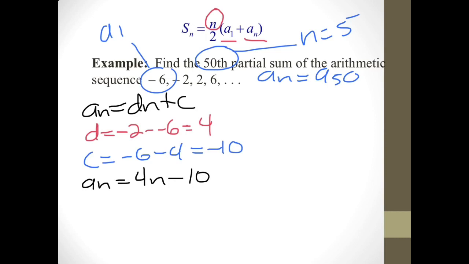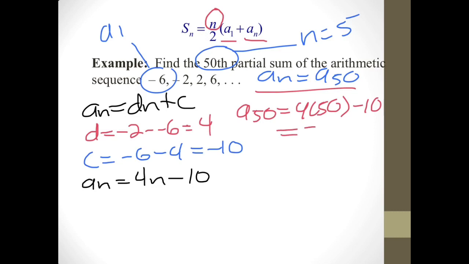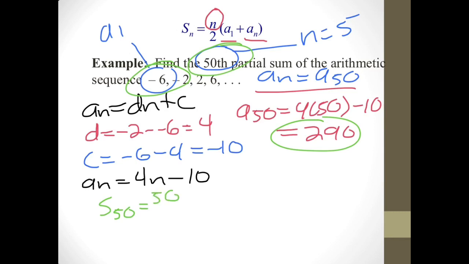Okay, now I can use it to help me find my 50th term. So I find my 50th term by plugging in a 50 for n. And I get 290. And now that I have all three things, I can go ahead and plug them into my equation. So I know my last term, again I know my first term, and I know I'm finding the sum for 50 terms. Which means the sum for my first 50 terms is going to be 50 over 2 times -6 plus 290. And once you have simplified that, I got as a final answer 7,100.